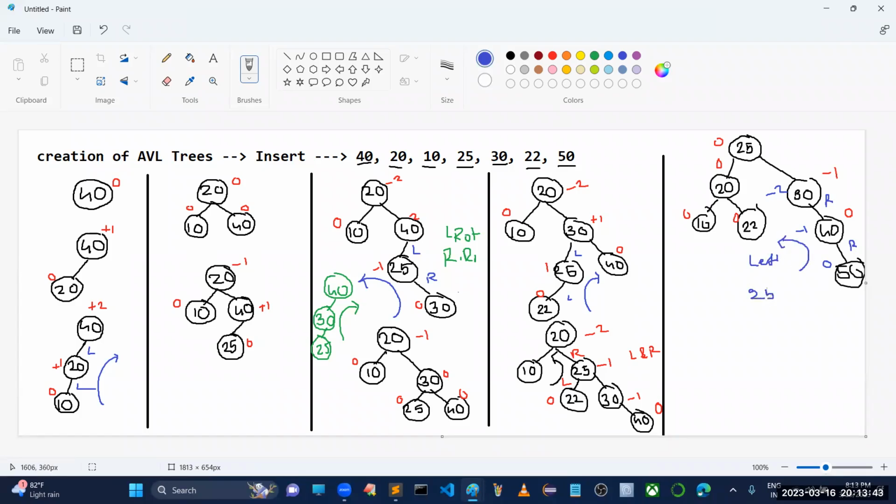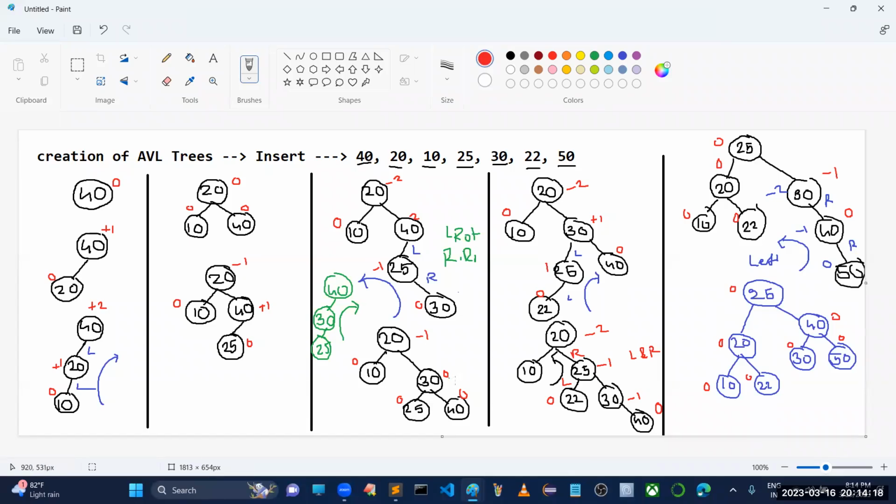Sir, your tree will become 25. 40 will become the root node. 30 will become the left subtree. Sir, 50 will become the right subtree. And 20 will become the left subtree, 10 will become the left subtree of 20, 22 will become the right subtree. Like this we have. Try to calculate the balance factor. 0, 0, 0. So 0, 0, 0. 2 minus 2, 0. Perfectly the balance factor got satisfied.